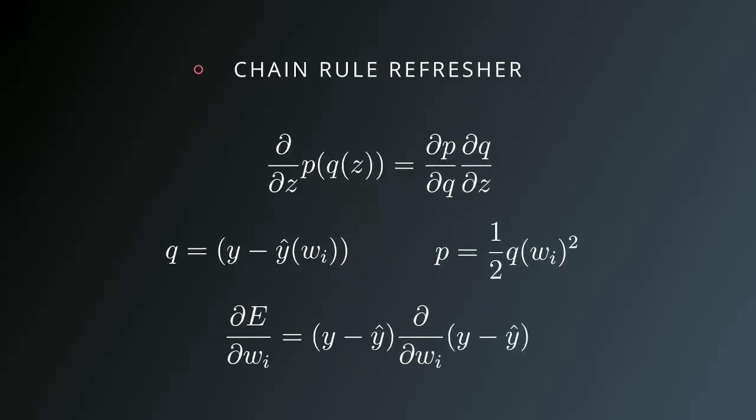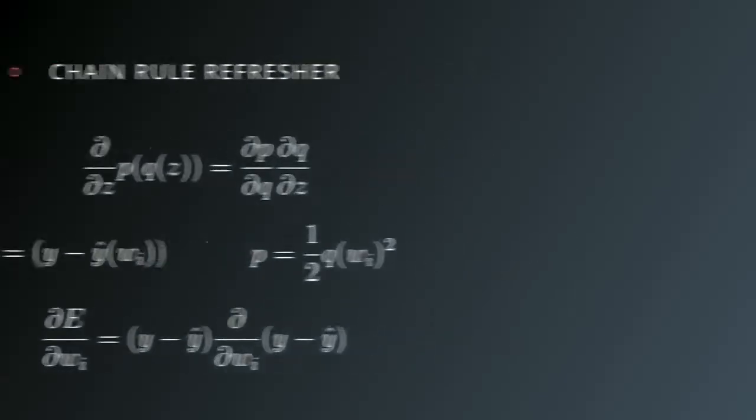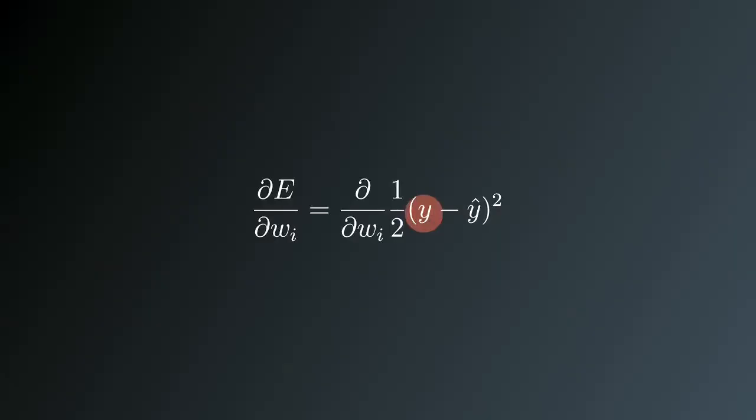The derivative of p with respect to q returns the error itself. The 2 in the exponent drops down and cancels out the 1/2. Then we're left with the derivative of the error with respect to wi. The target value y doesn't depend on the weights, but y hat does.